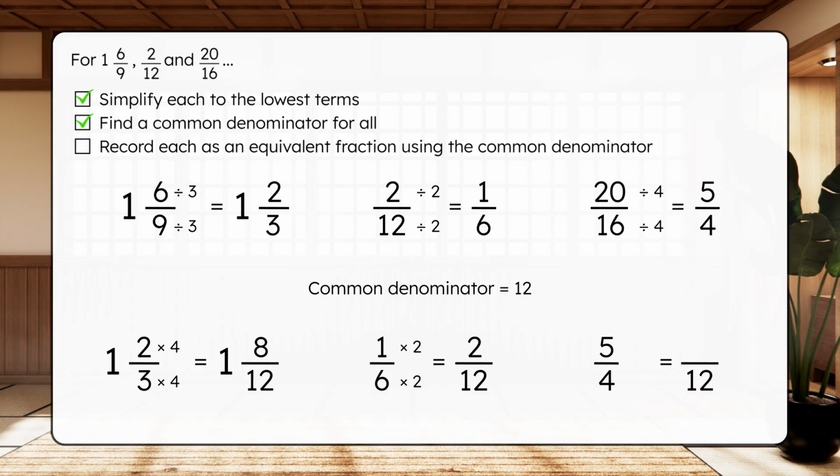Last but not least is 5 over 4. 4 times 3 is 12. So our last step is multiplying the numerator by 3. The equivalent fraction is 15 over 12.